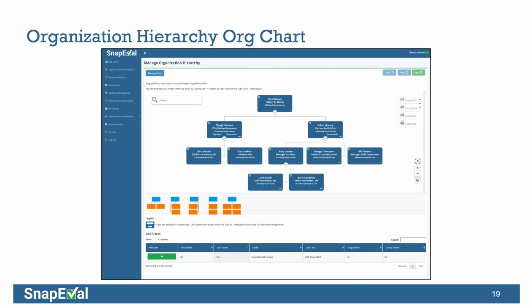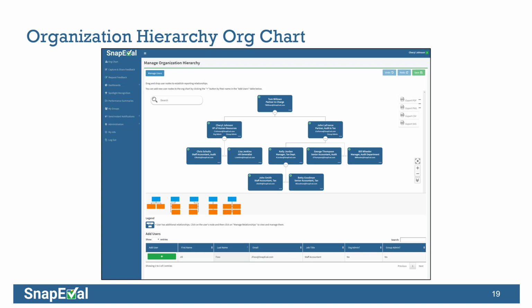So let's look at how this looks inside of SnapEval. We have this feature called Organization Hierarchy Org Chart. There's one that's made visible to everybody in the company if you choose to do so. So everybody can see the org chart in the whole company, or you can hide the org chart and only make it visible for organization administrators. We're going to talk in this area about the one that is visible only to organization administrators, because it's only on that org chart where you can actually change settings. The one that's visible to everybody in the company is basically a view-only org chart.